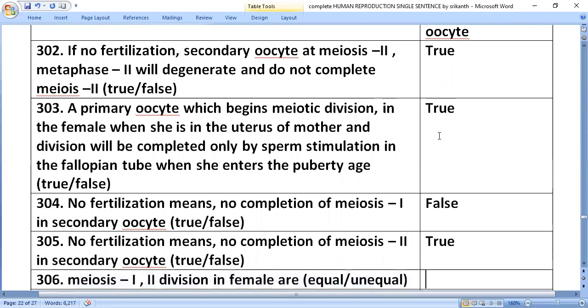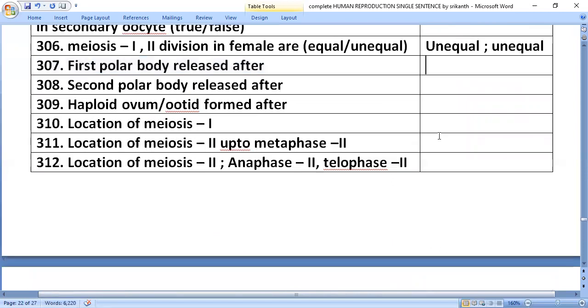Yes, that's true. Meiosis 1 and 2 divisions in the female are both unequal. Meiosis 1 is unequal, meiosis 2 is also unequal. The first polar body is released after meiosis 1. The second polar body is released after meiosis 2. The haploid ovum is formed after meiosis 2.